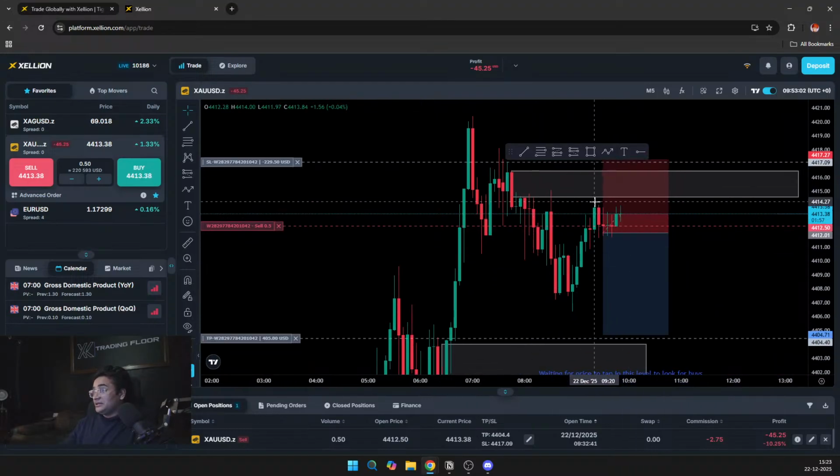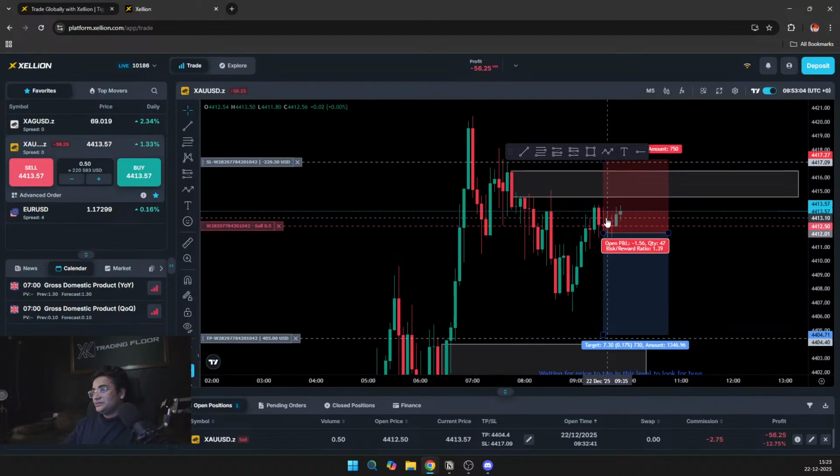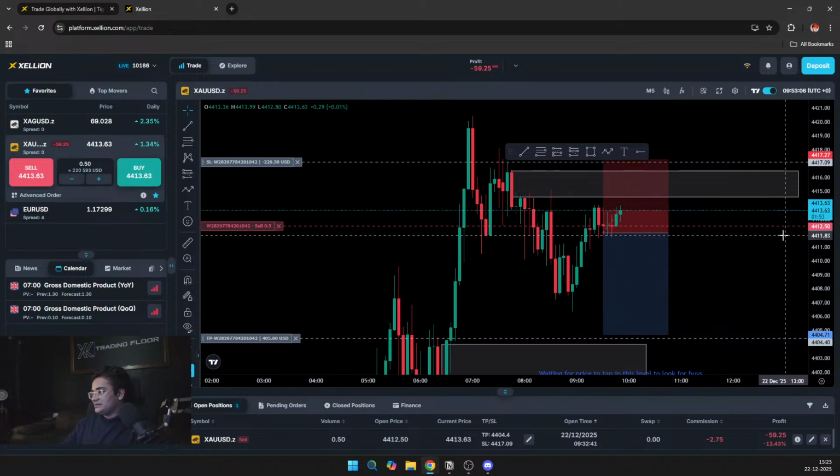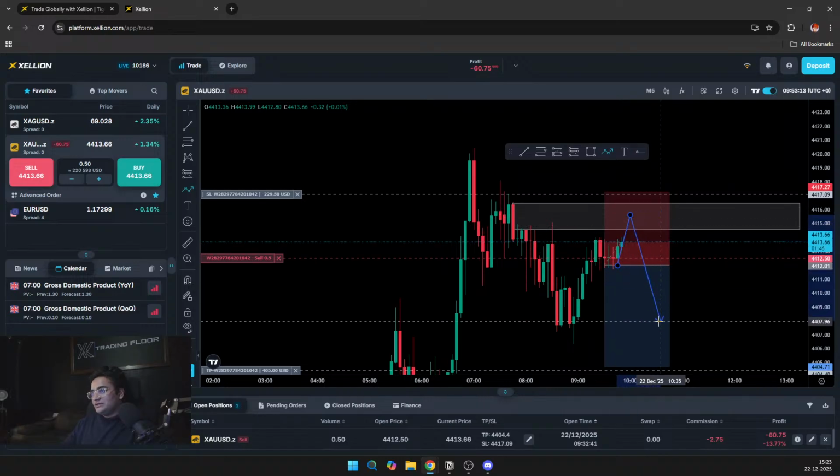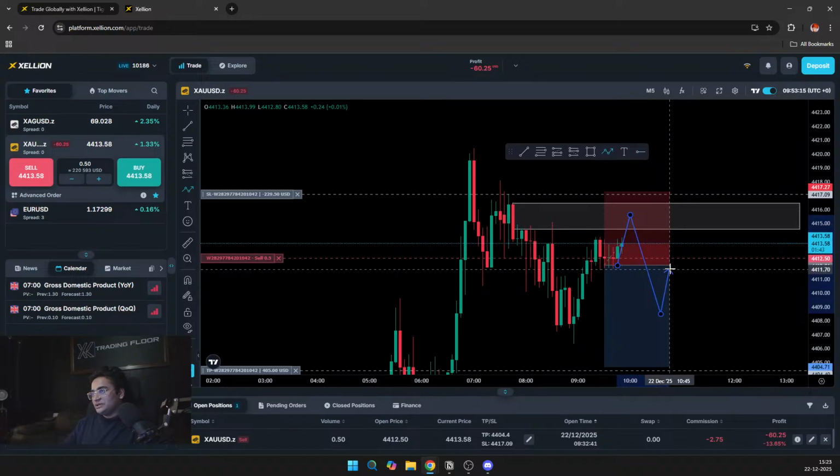Price is definitely rejecting this level. We got one, two, three, four, and this is the fifth candle rejecting right now. But I still have a feeling we're gonna push through. And even if you see a pullback, that will still be a possibility here. That's it.